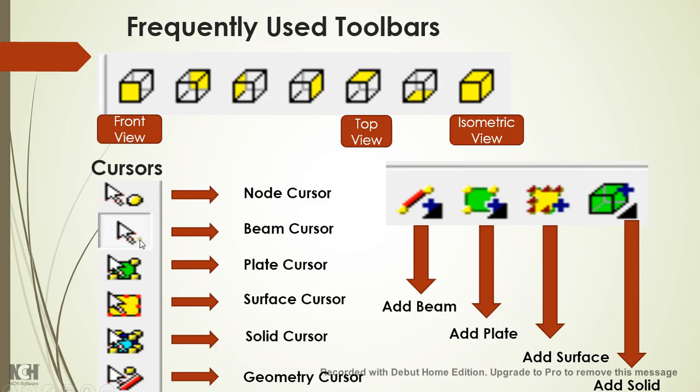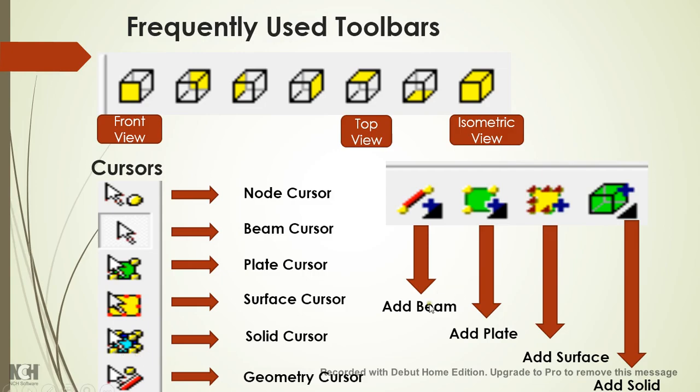Okay, next I want to select the beam. In that case you just use the normal arrow, the beam cursor, and it is used for selecting the beam. The remaining things, like plate, are not required right now. But you may require the geometry cursor: geometry means I want to select both node as well as beam at the same time. It is a multiple selection. I want to select node as well as beam, so for this I use an option called geometry cursor.